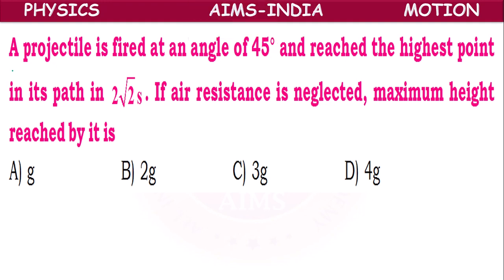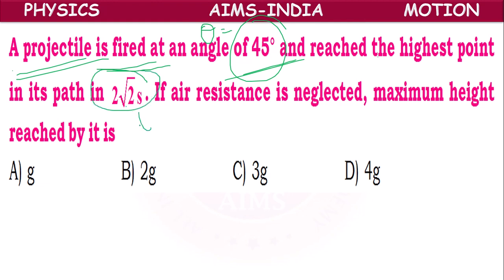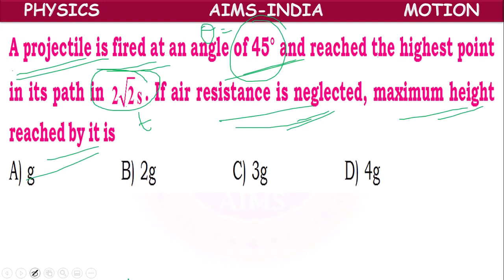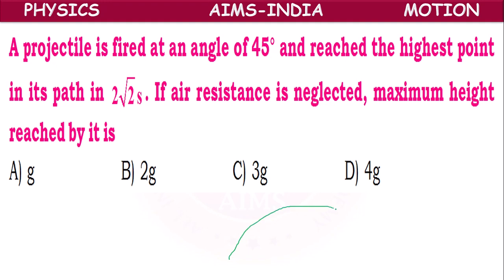Next one. A projectile is fired at an angle 45 degrees, and reaches the highest point in its path in 2√2 seconds, which is the time. If the air resistance is neglected, what is the maximum height reached by it? Means the projectile is projected with an angle 45 degrees. It went to maximum height in 2√2 seconds. Then what is this maximum height?